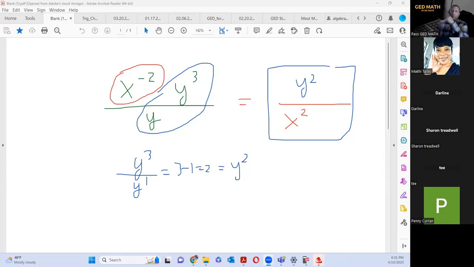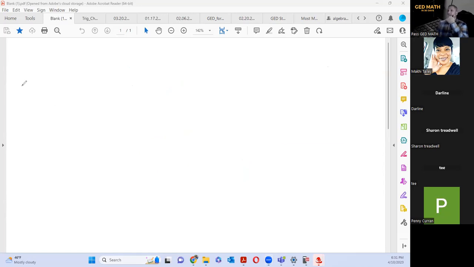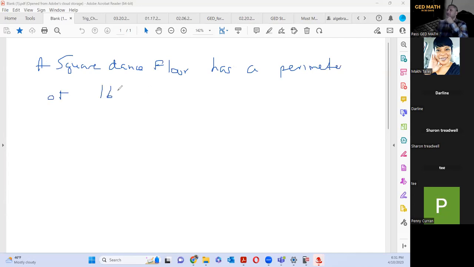What are some other problems we've been working on that we need help with? Oh, I know one. I saw a couple people get this wrong. It says, I'm just going to make something up, a square dance floor has a perimeter of 160 feet.